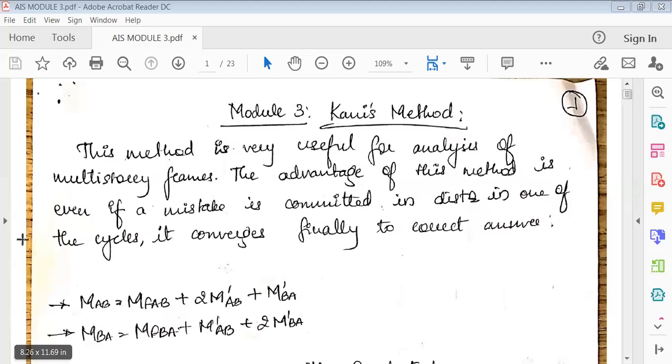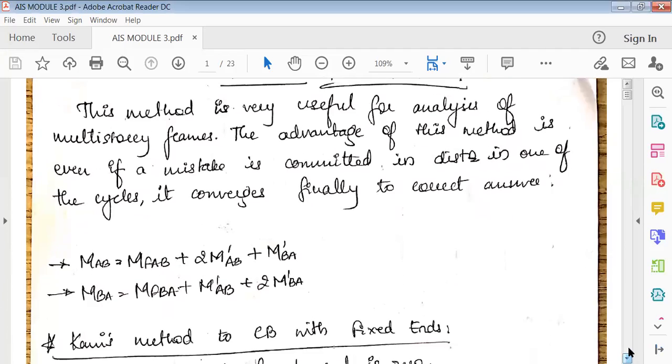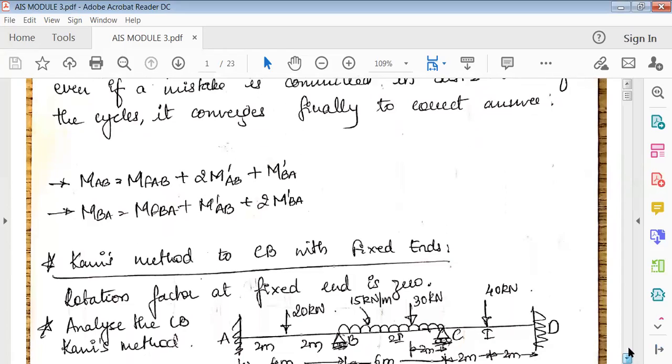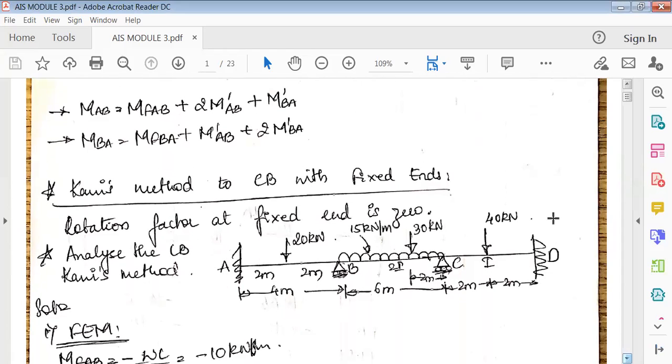The important thing about this method is that it can be used for multi-story frames. That is the advantage of this method. Whereas in the previous two methods, the slope deflection method and the moment distribution method, it is applicable only for simple beams, continuous beams, one-side beams, or frames. Whereas in this method, you can use it for any type of frame, whether it is multi-storied or two bays or any type of beam.